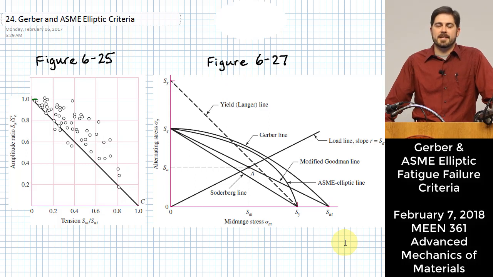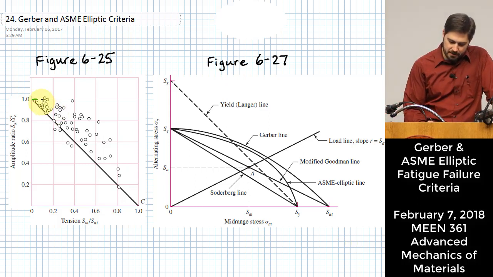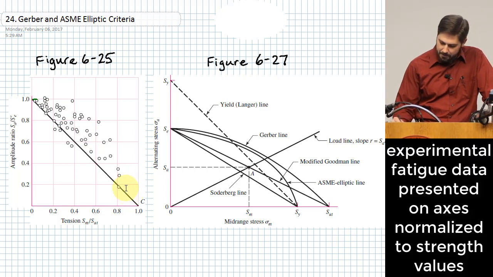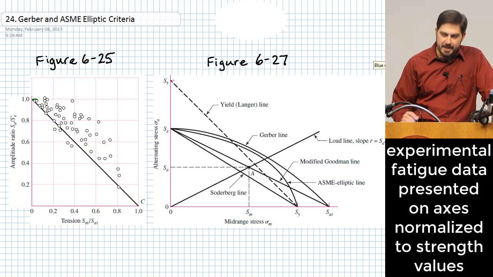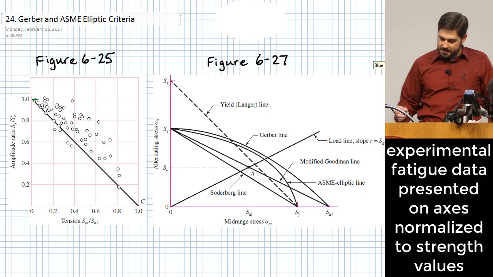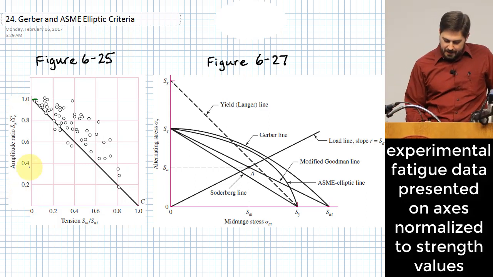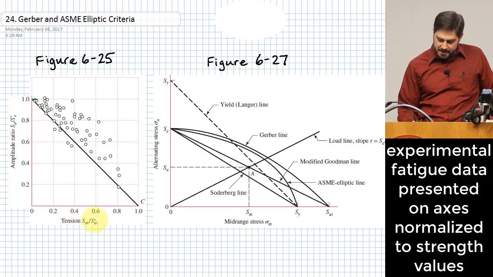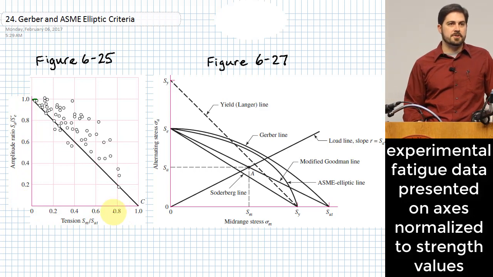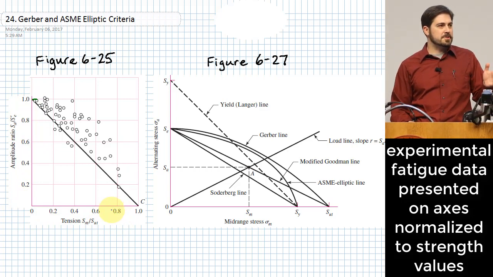The only format they had this data listed in the book was this format that you see over here on the left. I kind of wish it wasn't in exactly that format, but this is how it is, and so I have to give a little bit of background. What they are doing for both of these axes is they are normalizing those axes to the strength values that are associated with those axes.